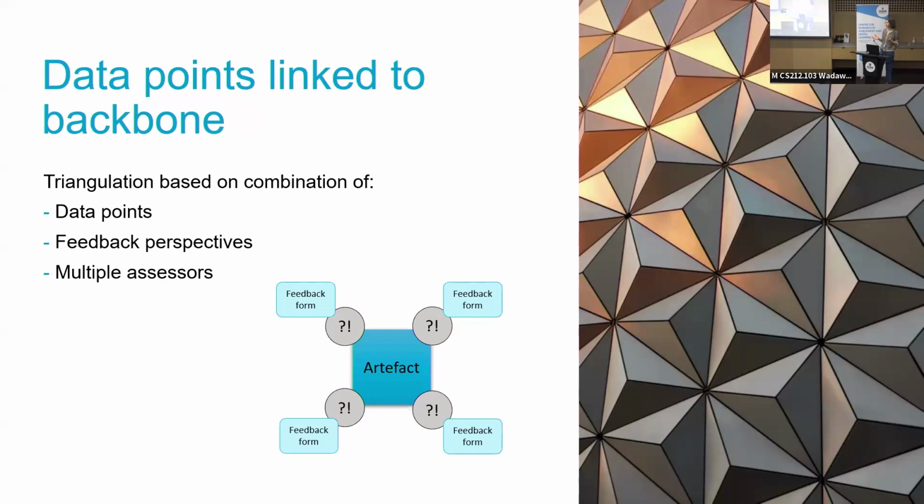When it comes to assessment quality, we use a lot of concepts from qualitative research, like this triangulation. So you got triangulation based on different data points, the artifacts, based on the different feedback perspectives, and those are the question marks, and multiple assessors in the end.